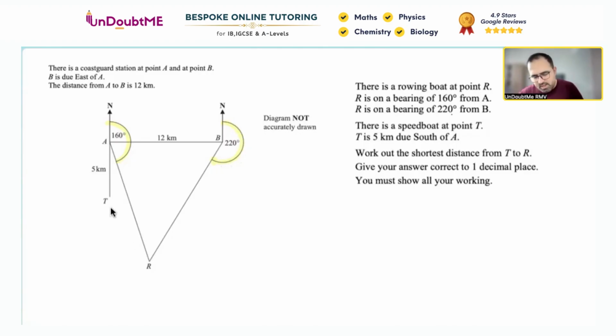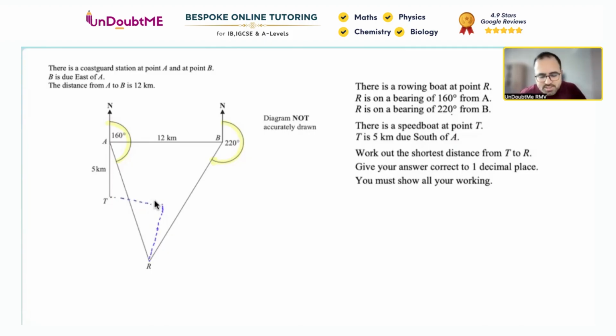There's a speedboat at T. T is 5 km due south of A, as it is shown in the diagram. Work out the shortest distance from T to R. Give your answer correct to one decimal place. Now, shortest distance from T to R is possible when R, let's say this R point is a rowing boat, you just need to understand that R is actually moving. So R will move, and let's say it will reach somewhere over here. Then we will get the shortest distance.